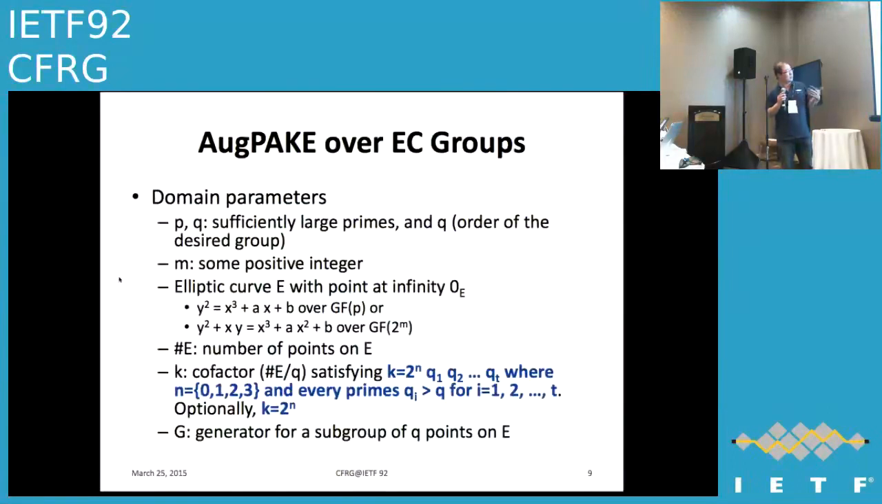Optionally, we also can set k to be 2 to the n. By using this cofactor k, the OPAKE protocol over elliptic curve groups can be more efficient in terms of the order check of the values. Next, please.